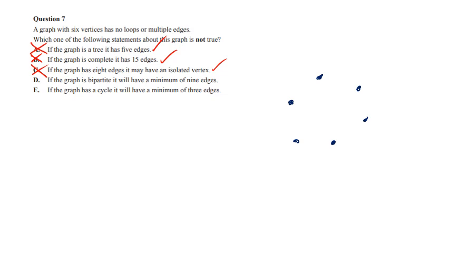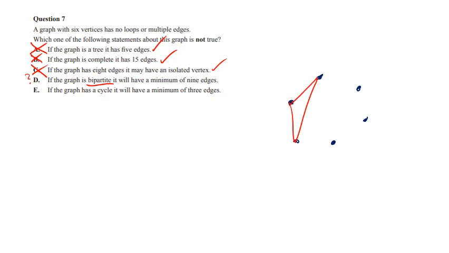If it's bipartite, it'll have a minimum of 9 edges. Well, bipartite means that there are 2 parts, and this is probably where people got thrown off. So if you're not sure, put a question mark next to it. Let's look at E instead. If the graph has a cycle, it will have a minimum of 3 edges. So a cycle.